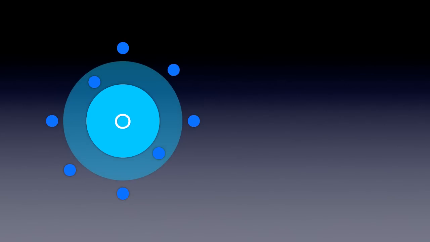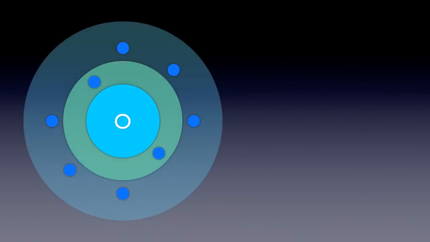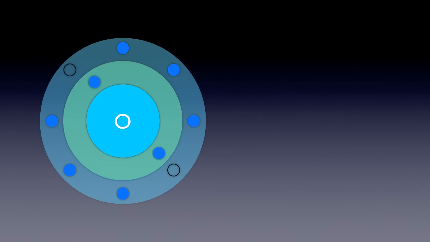Its first energy level, which can hold 2 electrons, is filled and happy. The second energy level, however, can hold up to 8 electrons. For oxygen to be a happy atom and not want to interact with any other atoms, it needs 10 electrons. Because it only has 8, oxygen wants to meet other atoms and share electrons with them.